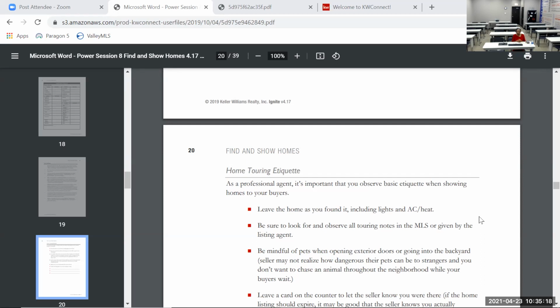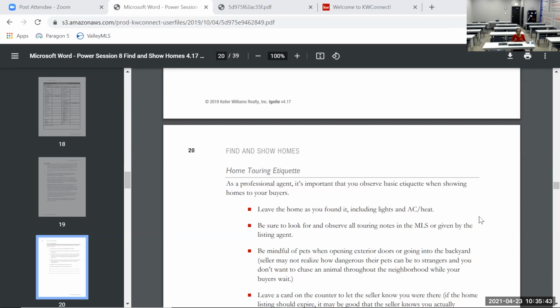So if the lights were on when you arrived, then leave the lights on when you leave. If the lights were off when you arrived, turn the lights off when you leave. If the garage door was locked when you got there, lock the garage door when you leave. If the garage door was unlocked, and this is so important, if the garage door was unlocked when you arrived, leave the garage door unlocked.